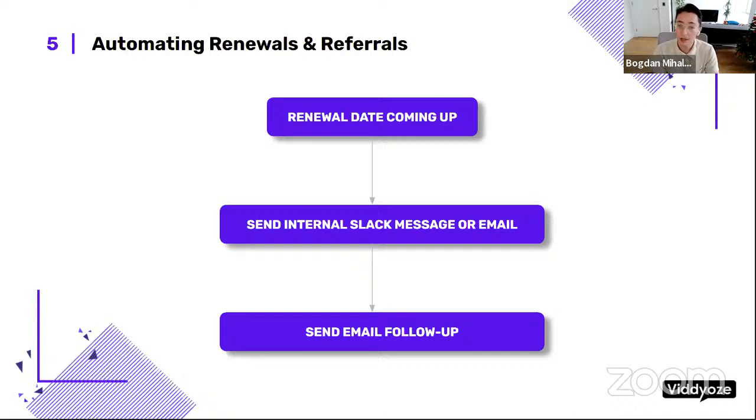At the same time, emails can automatically populate the inbox of your sales team to remind them about the upcoming dates and the renewal workflow. The automation can look something like this. So the renewal date coming up, you send an internal email or Slack message to your sales team, and then you send the email follow-up to the client.